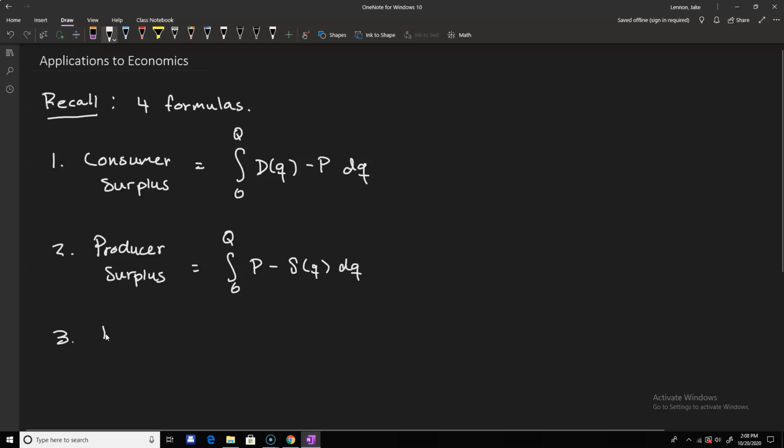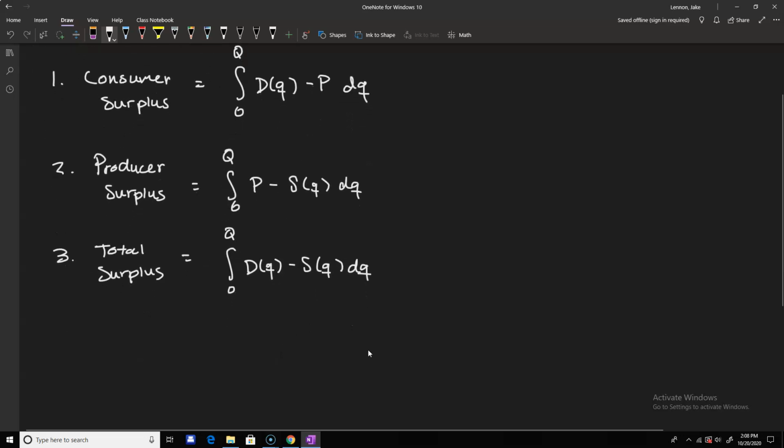And then we also have the notion of the total surplus, where we just look at the demand minus the supply. So this is the combination of the consumer and the producer surplus. So this is the integral from 0 to capital Q of D of Q, the demand, minus S of Q, the supply, integrated with respect to Q. So those are the ones all involving the surpluses.